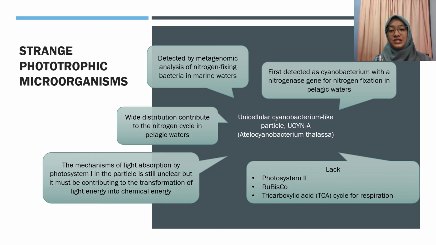What's strange about this UCYN-A is that it lacks photosystem 2, rubisco, and the tricarboxylic acid cycle for respiration. In the light-dependent reaction, there are two types of photosystem, and photosystem 2 is the photosystem that excites electrons and splits water. The mechanism of light absorption by photosystem 1 in the particle is still unclear, but it must be contributing to the transformation of light energy into chemical energy. Its lack of essential genes suggests that UCYN-A might form a symbiotic interaction with other organisms. So, there is a possibility that UCYN-A might still use light energy for its activity.